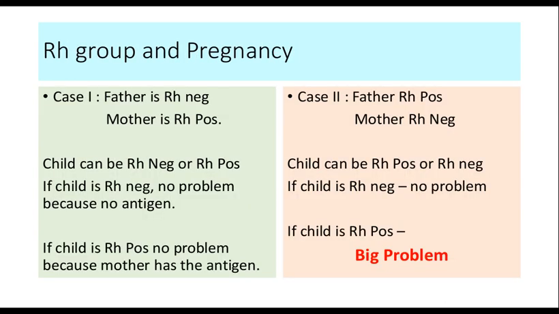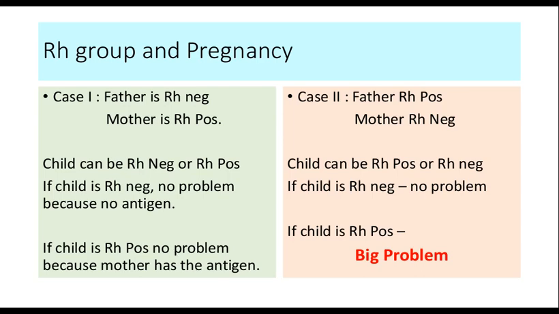Now let us look at some of the pregnancy outcomes. Case 1, where the father is an Rh negative person and the mother is an Rh positive person. The child could either be Rh negative or Rh positive. If the child is Rh negative, there is no problem in the pregnancy because the child does not have the Rh antigen. In case the child is Rh positive, then also there is no problem because the mother is Rh positive. She would recognize the Rh positive on the child as self and not mount antibodies against it.